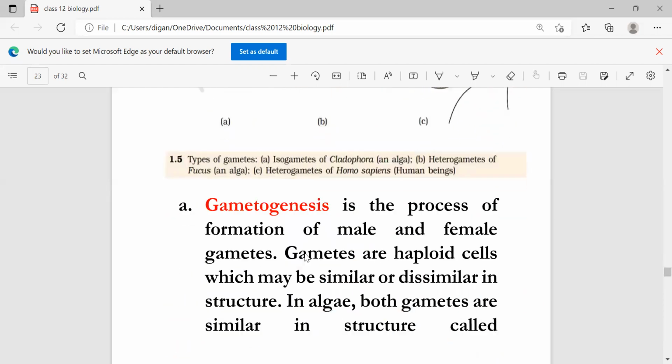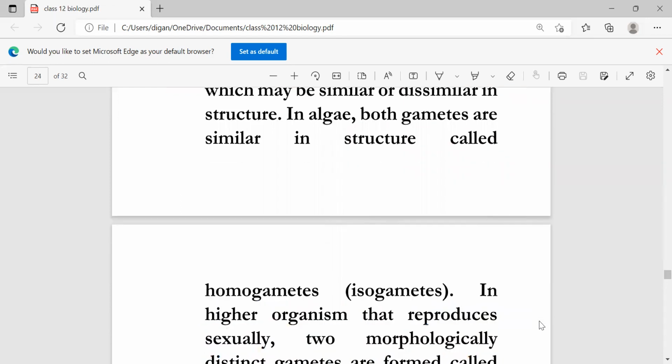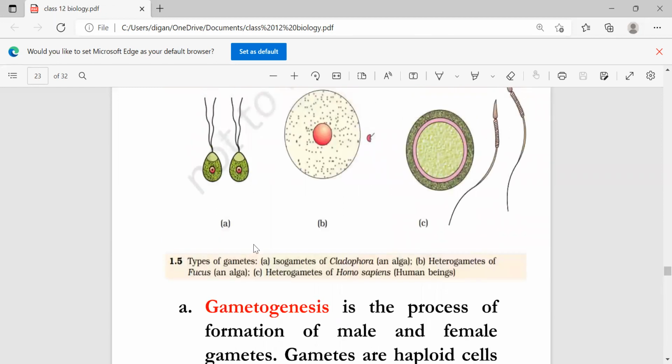So for the gametogenesis definition, you write notes like this. It is the process of formation of male and female gametes. Gametes are haploid cells which may be similar or dissimilar in structure. In algae, both gametes are similar in structure and are called homogametes or isogametes. Here is the diagram of homogametes. Look here, one is male, one is female, but you cannot differentiate. So this type is called homogametes or isogametes.